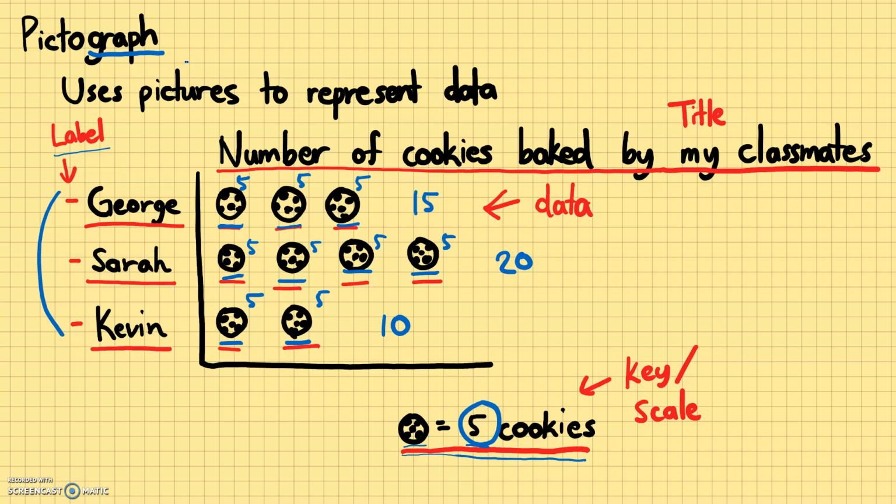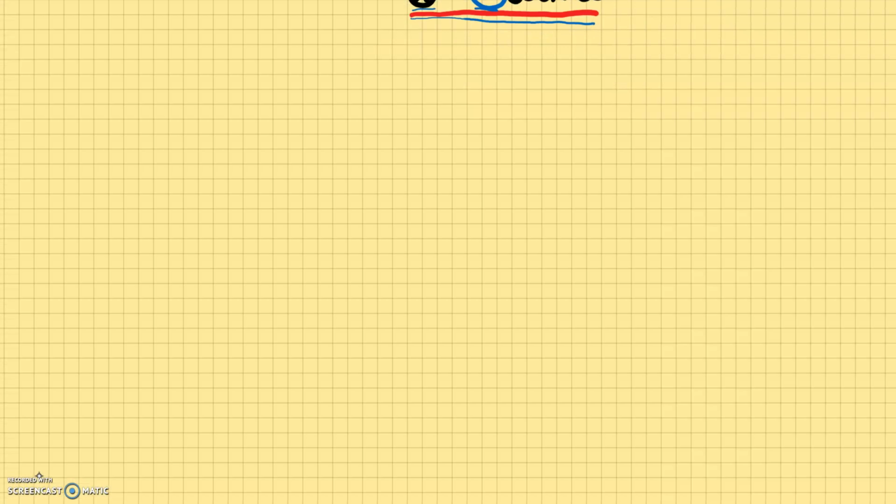Okay, so let's go ahead and try. So this time I'm going to give you the information, and I want you to try and make a pictograph based on that information. So let's move down a little bit this way. Okay, so we have information on the number of books read by my classmates.